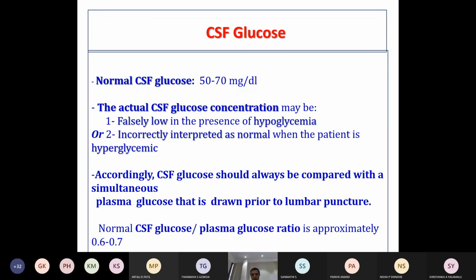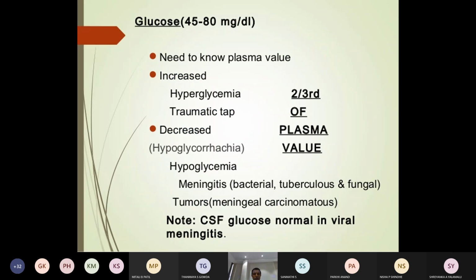Accordingly, CSF glucose should always be compared with the simultaneous plasma glucose that is drawn prior to lumbar puncture. The normal CSF glucose to plasma glucose ratio is approximately 0.6 to 0.7. Glucose of 45 to 80 is taken as the normal range, and any alteration helps in the diagnosis. We'll see that in the next slide.